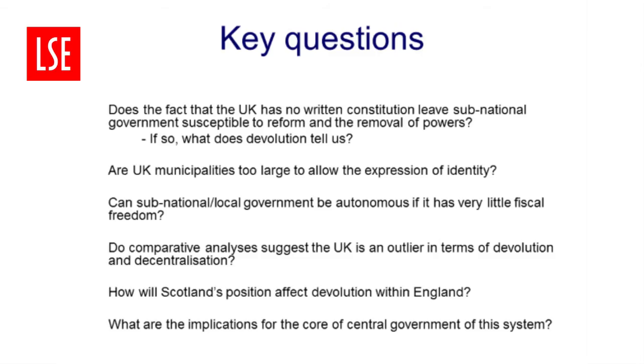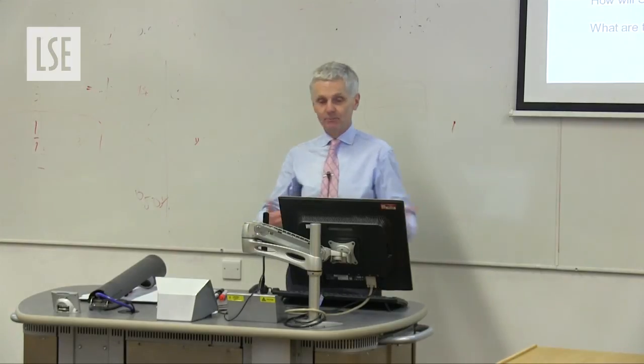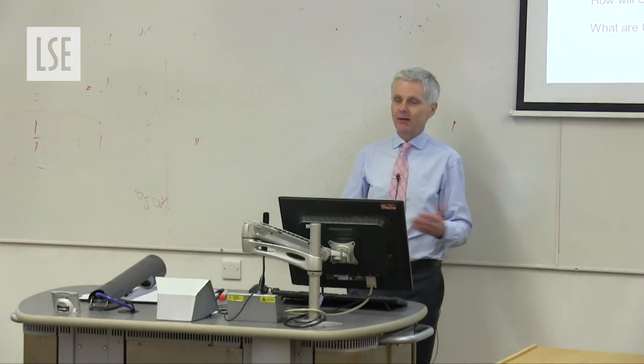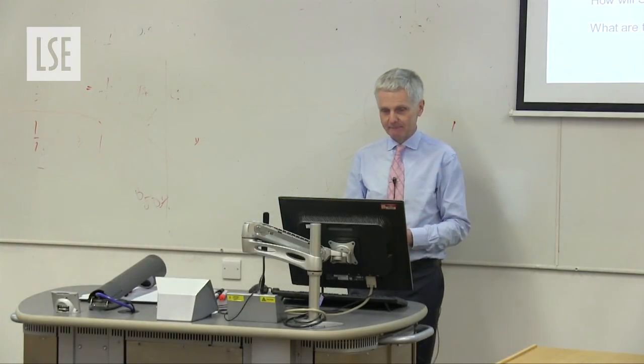Do comparative analyses suggest that the UK is an outlier in terms of devolution and decentralisation? Well, actually, the recent devolution to Scotland, Wales and Northern Ireland is quite a radical shift one way, but in terms of centralisation within England over time, the other way. So it is an example of both in some ways. So it's an outlier twice, I would argue.